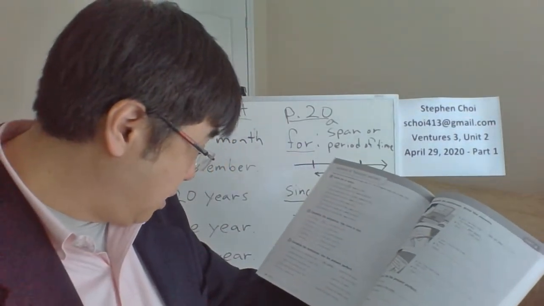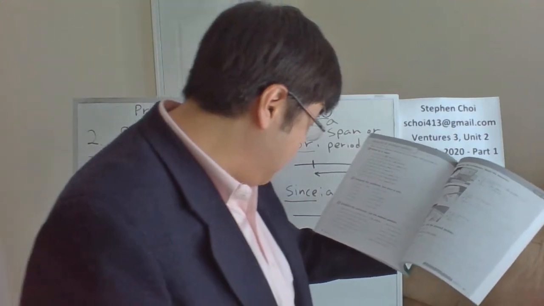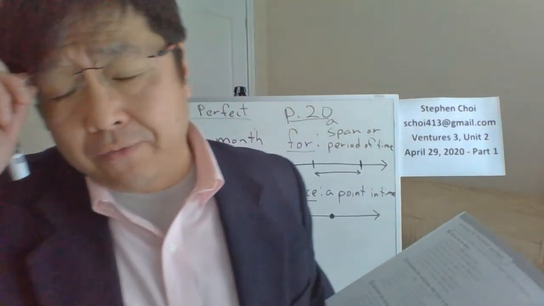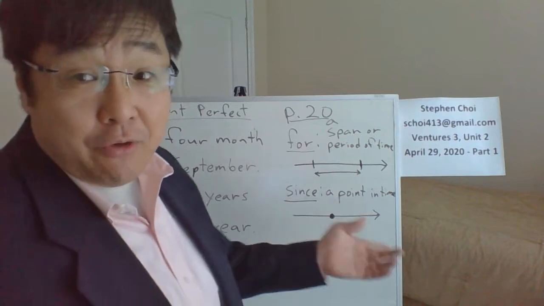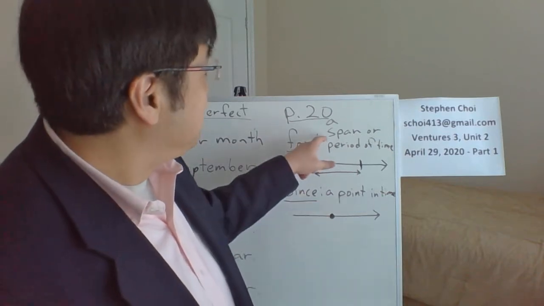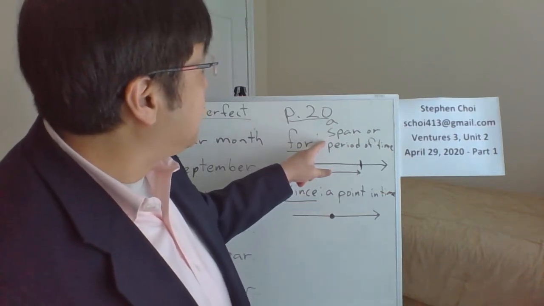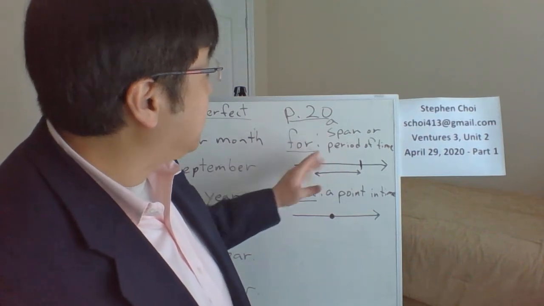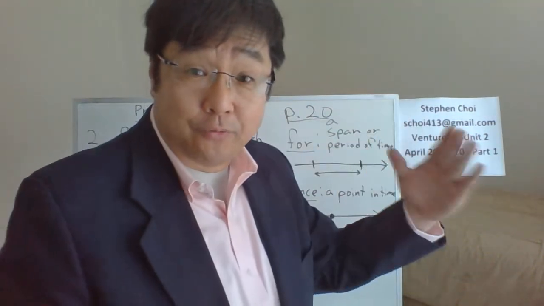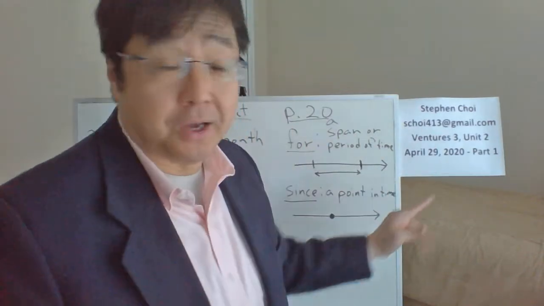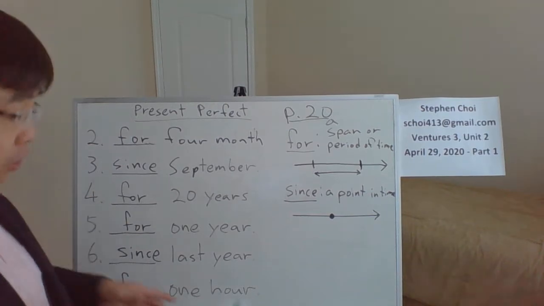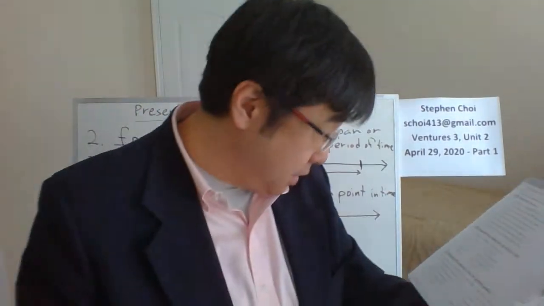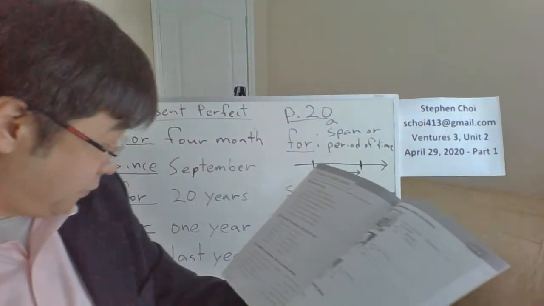All right, number 4. We have lived in Miami 6 months. We didn't say June, right? We said 6 months. We didn't say January through June. So 6 months is what? 1, 2, 3, 4, 5, 6 months. That's a period of time. So you have to say for 6 months. For 6 months. Okay?